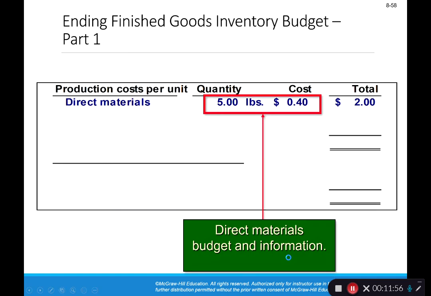The last step is going to be to create a finished goods inventory budget. And to do this, we need to be able to figure out what our product cost is. So if you remember, under absorption costing, we include direct materials, direct labor, variable overhead, and fixed overhead in our product cost. Our direct materials, which would come from our direct materials budget and assumptions, would be 5 pounds of material a unit at 40 cents. Those were assumptions provided. All we're doing here is the math to figure out that the materials cost per unit is $2.